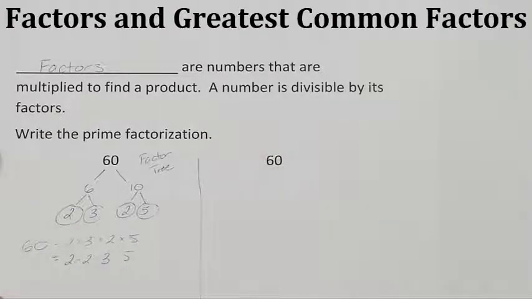There is a shorter way that you can write it. Notice that I have 2 here twice. So we're going to apply our exponent rules. I see that the 2 was twice, times 3 times 5. This is the official prime factorization that we need to make sure that we know how to do.